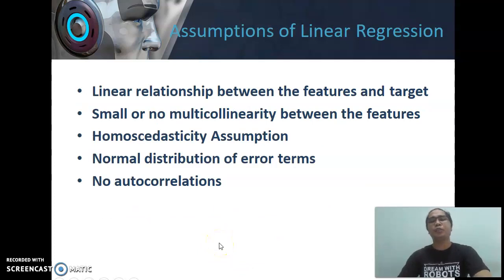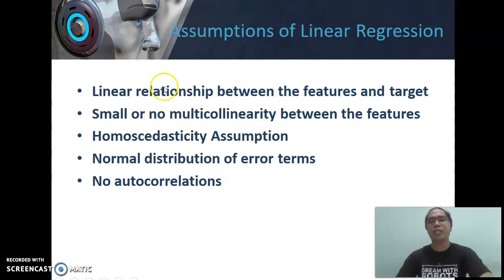Next, the assumptions of linear regression. There are five assumptions: a linear relationship between the features and the target, small or no multicollinearity between the features, the homoscedasticity assumption, normal distribution of error terms, and no autocorrelation. These are formal checks while building a linear regression model, which ensure we get the best possible result from the given data set.